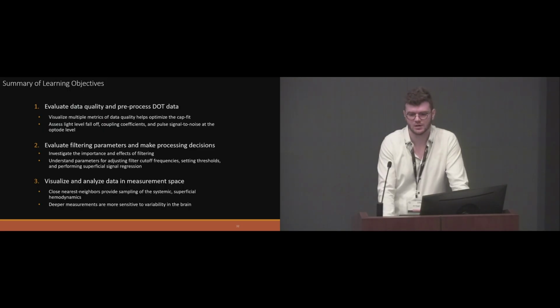And then lastly, we talked about visualizing and analyzing our data within measurement space. Close nearest neighbors provide more sampling of the systematic and superficial hemodynamics, while deeper measurements are more sensitive to the variability in the brain and our task paradigm as well.